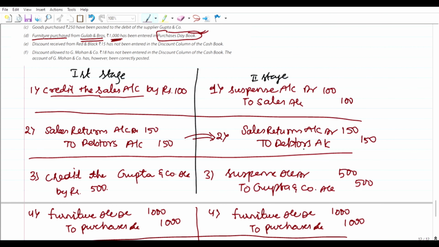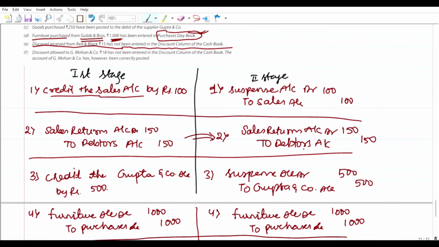Only two transactions are left. We shall complete that as soon as possible. Discount received from Red and Black, rupees 15, has not been entered in the discount column of the cash book. What happened here? Discount received from Red and Black account has not been entered in the discount column of the cash book.